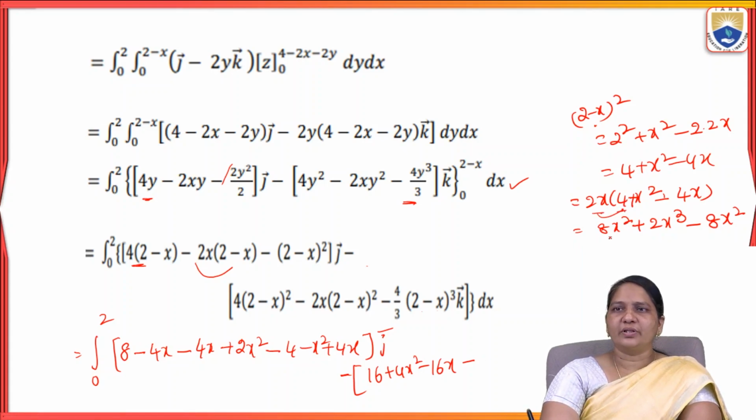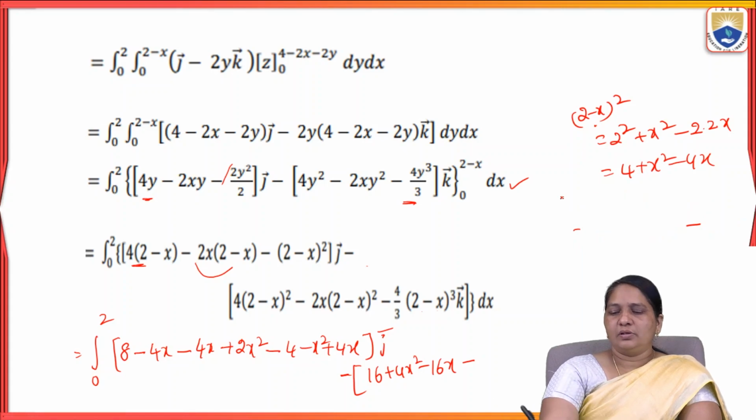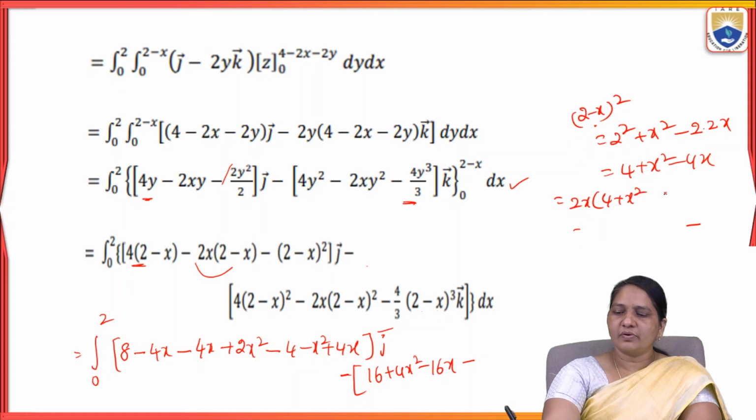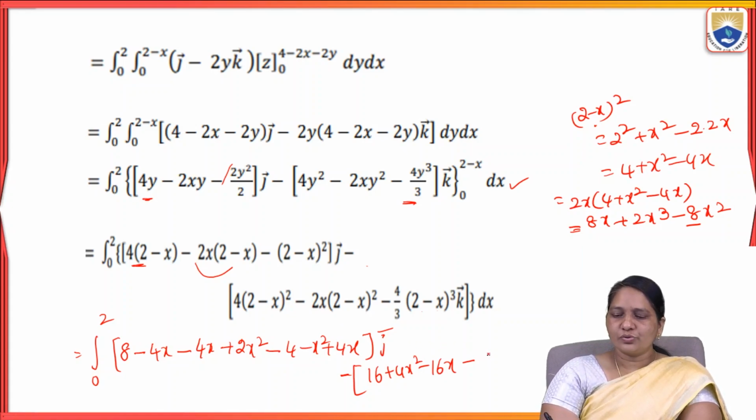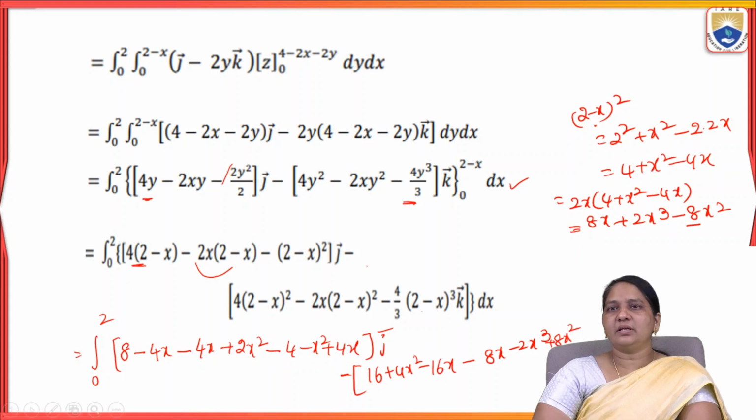2x into 4, that is 8x here. This is 2x into 4 plus x square minus 4x. So 2x into 4 is 8x plus 2x cube minus 8x square. This is all we are writing here. So that is minus 8x minus 2x cube plus 8x square plus 8x square. This is the term here.